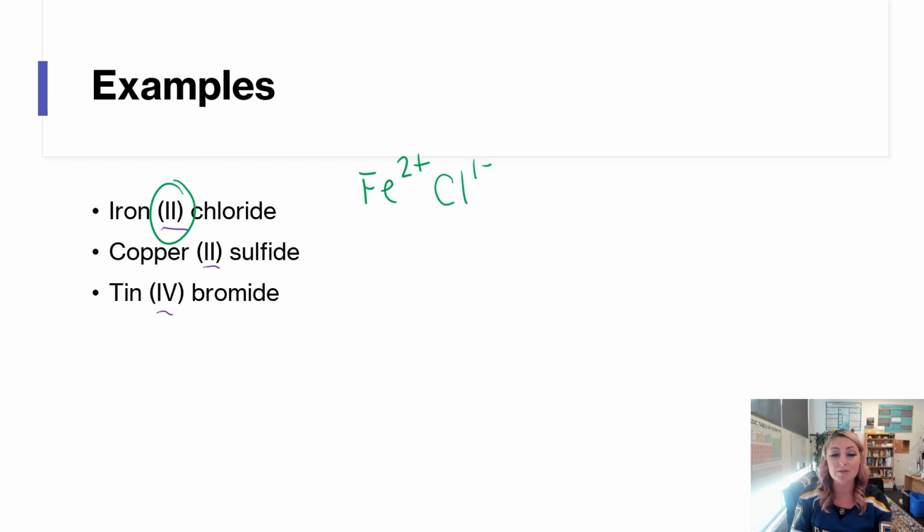The rules are the same. I've written the charges, I've written the symbols. So the next thing to do is to take those charges, drop and swap them to the subscript of the opposite element. So this would be FeCl2. Notice that I'm not writing the 1.